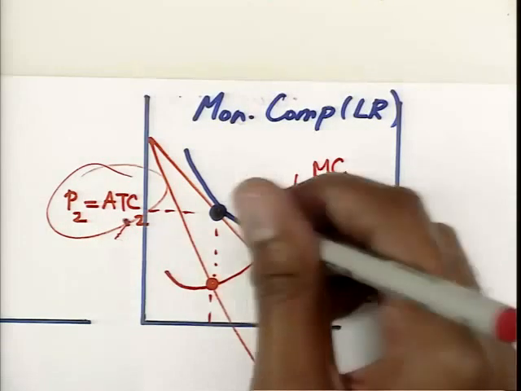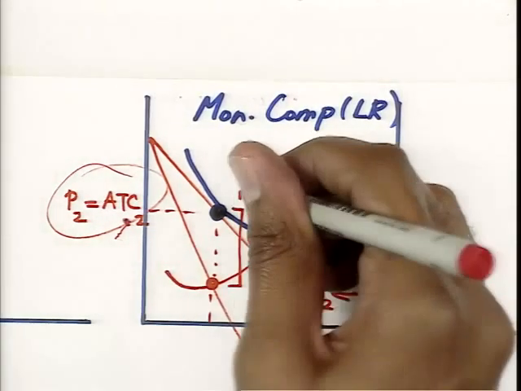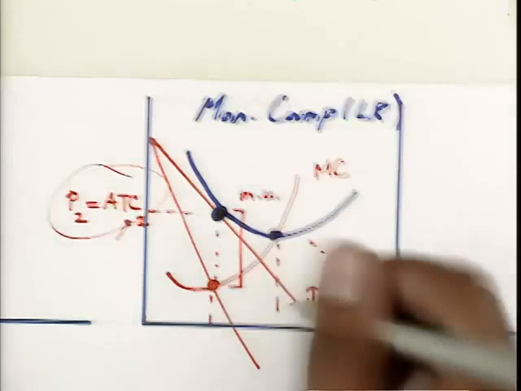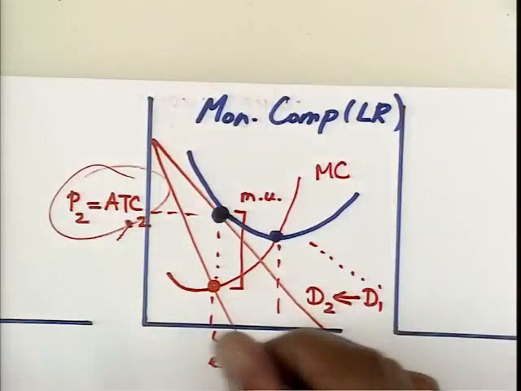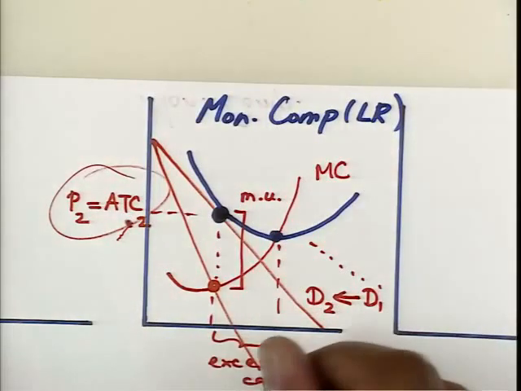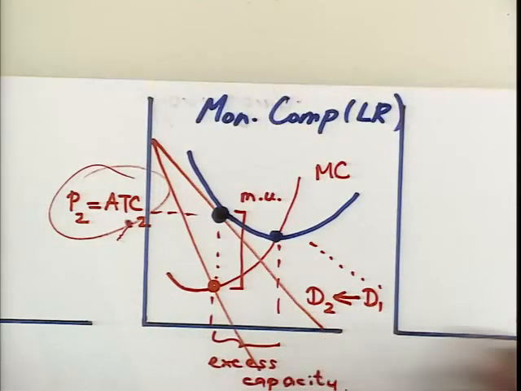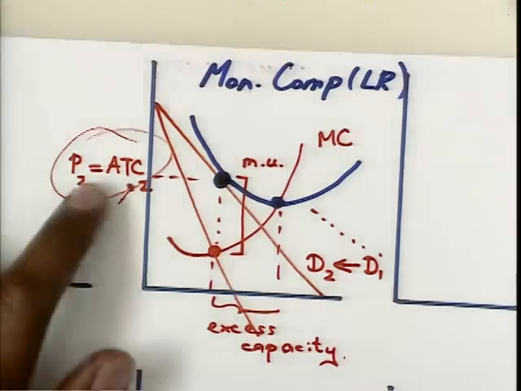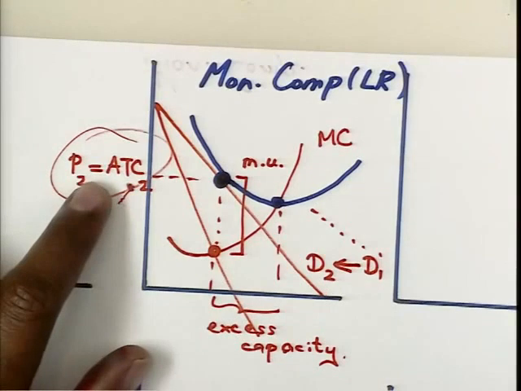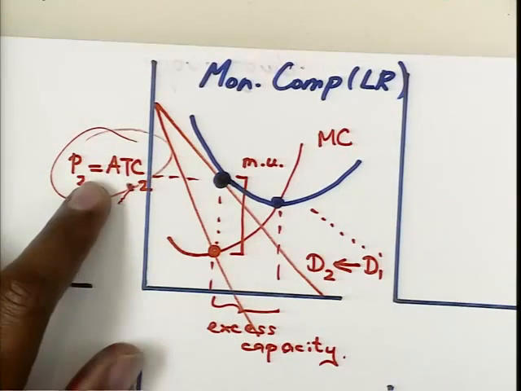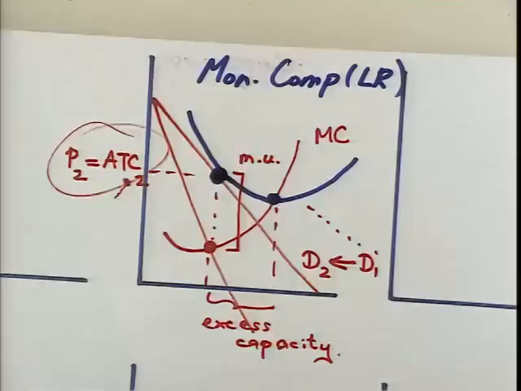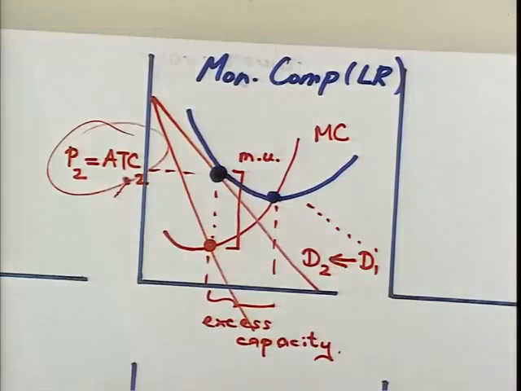But there is still a markup in monopolistic competition, and there is still excess capacity in monopolistic competition compared to perfect competition. There are similarities in that the price equals average cost in the long run, but in monopolistic competition, you do have a markup and you are not operating at minimum average cost.